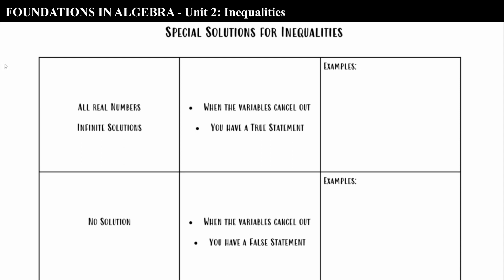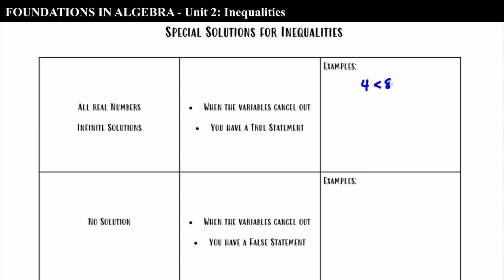Just like with equations, you can have some inequalities turn out to where the solutions are infinite, or we could have no solutions. So when we have an infinite solution set, it's when the variables cancel out and we have a true statement. No solution is when the variables cancel out and we have a false statement, just like with equations.